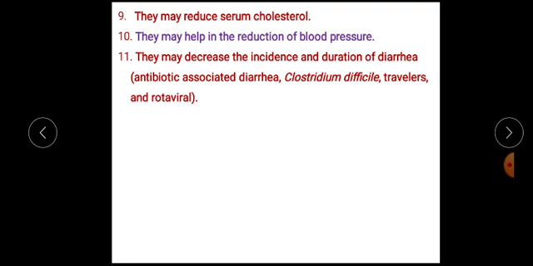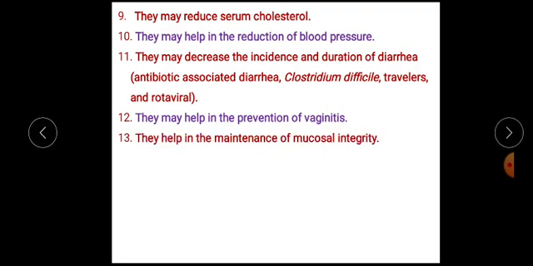So, just like a chemotherapeutic drug or antibiotic, probiotics may act in a similar fashion. They may help in the prevention of vaginitis. They may help in maintenance of mucosal integrity. Mucosa is the first line of defense. So maintenance of its integrity is very important in order to prevent the entry of pathogenic microorganisms in our body.